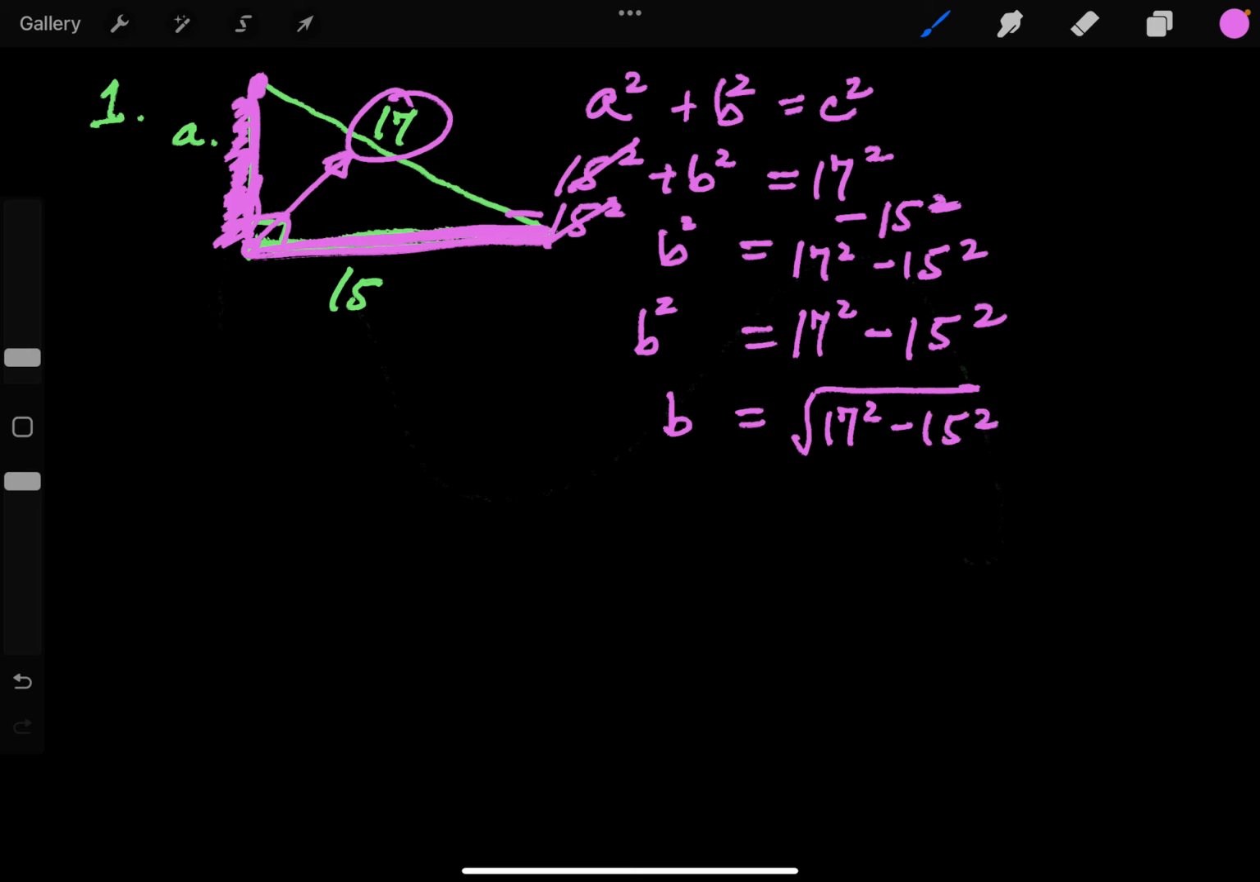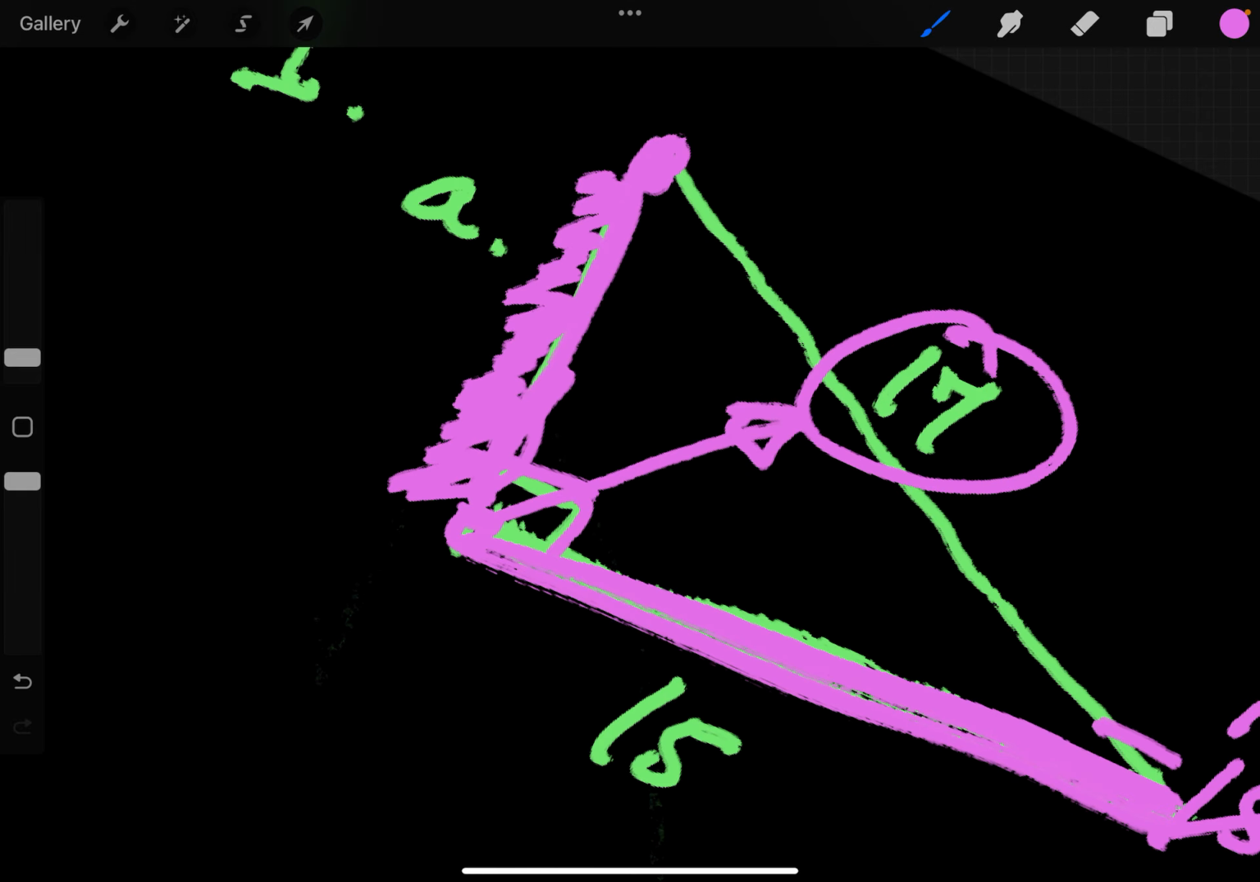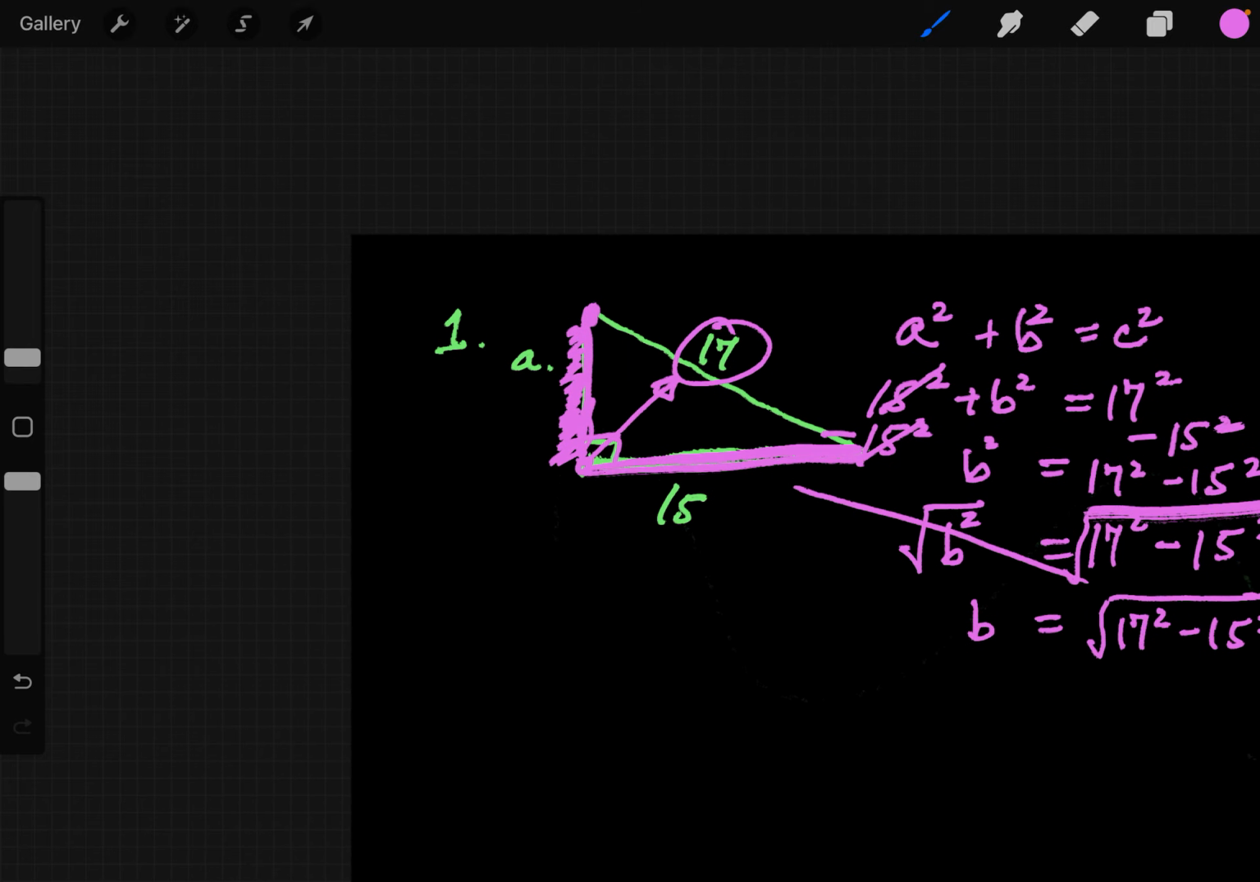I just took the square root of both sides, because what's the square root of B squared? What number or what expression?